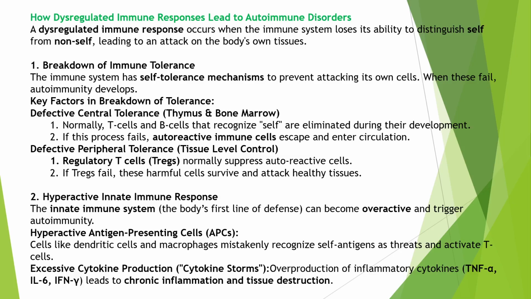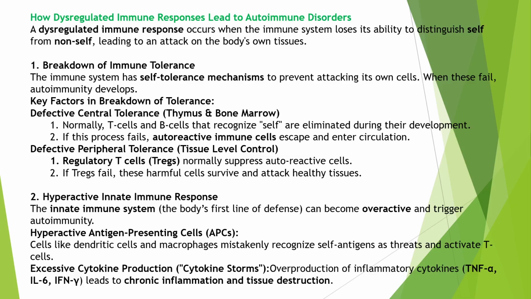What is an autoimmune disorder? A dysregulated immune response occurs when the immune system loses its ability to distinguish between self and non-self. This is the basic definition of it, attacking the body's own tissue. So, how this dysregulation happens is through breakdown of immune tolerance. That is, the body always has a self tolerance mechanism. So, if there is any disruption in this, it will break down your immune tolerance.